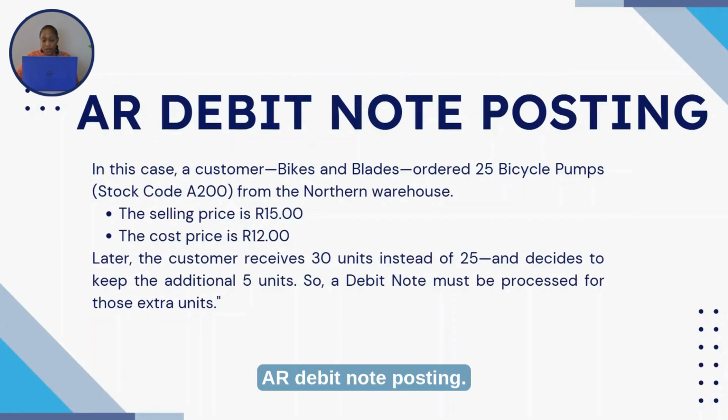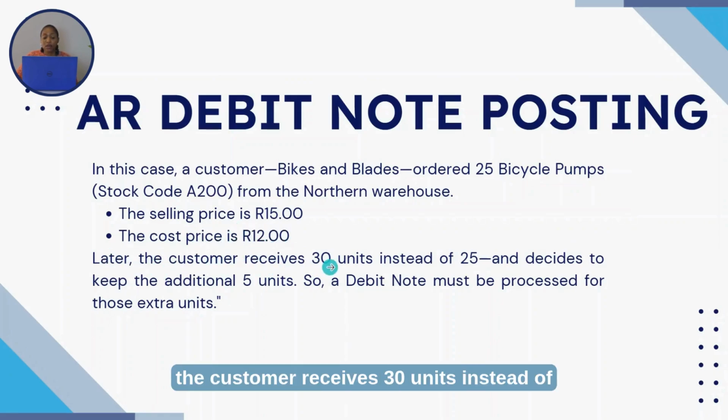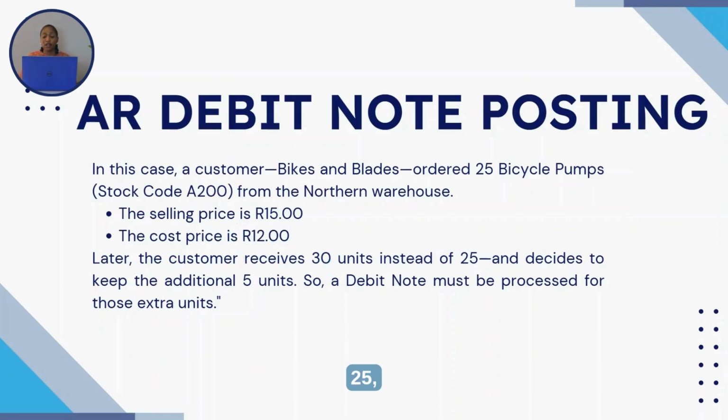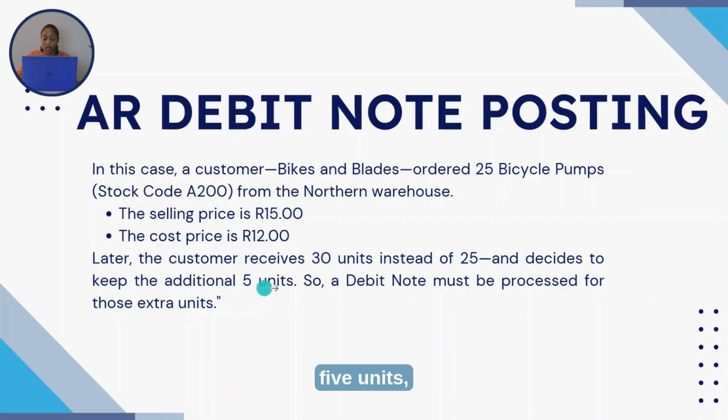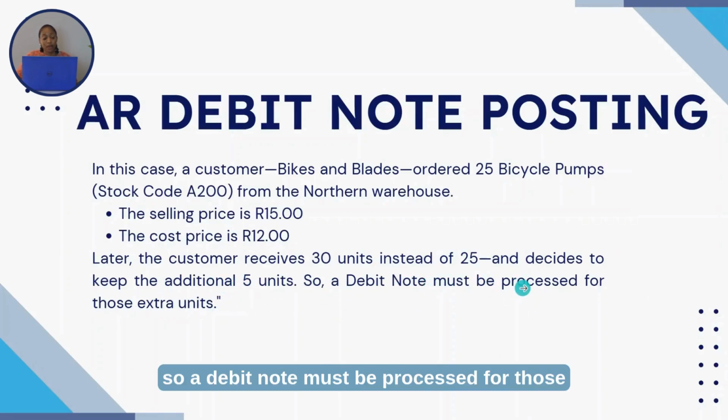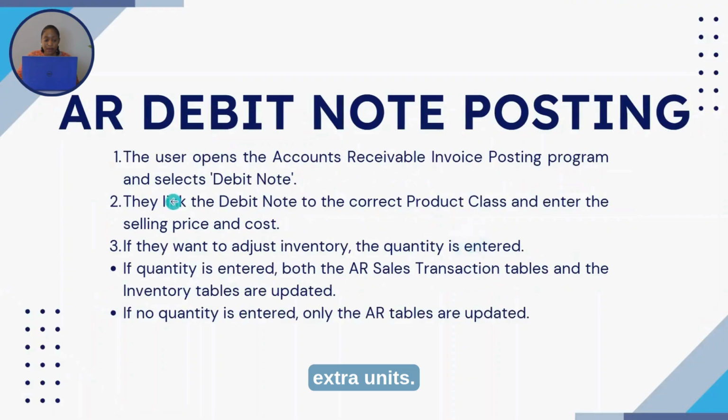AR debit note posting. In this case, a customer, Bikes and Blades, ordered 25 pumps, the stock code again A200 from the Northern warehouse. The selling price is $15, not rands, and the cost is $12. Later, the customer receives 30 units instead of 25 and decides to keep the additional 5 units, so a debit note must be processed for those extra units.